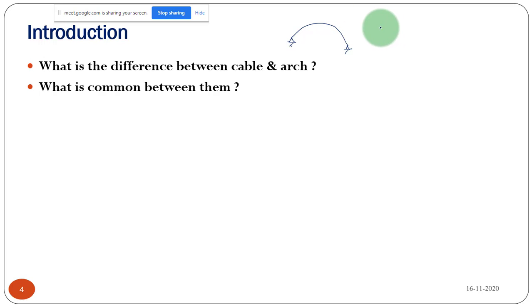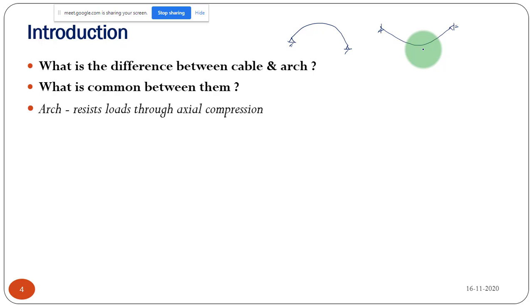So this is an arch, it will look like this. Cables will look something like this. So by appearance we can call it an inverted arch. But in load transfer, if you see the internal forces, the cable is going to experience purely tensile force, but the arch is going to resist the load primarily through axial compression. So arches resist load through axial compression, and cables resist the load through axial tension. That is the difference when you come to the load transfer mechanism.